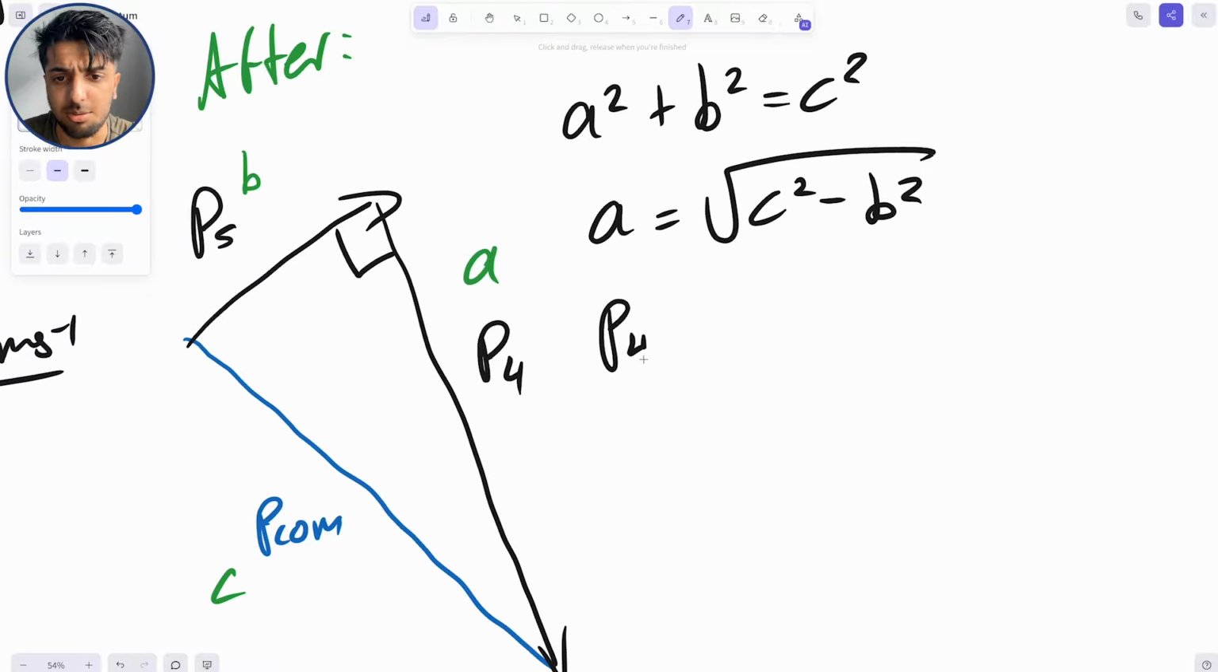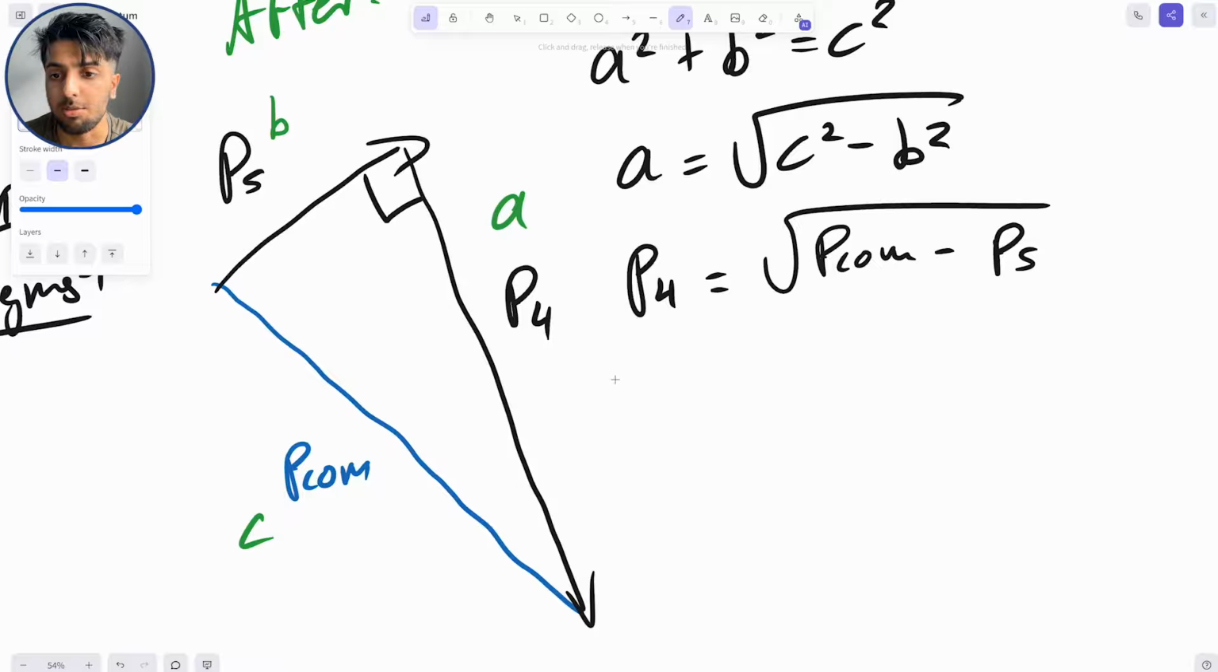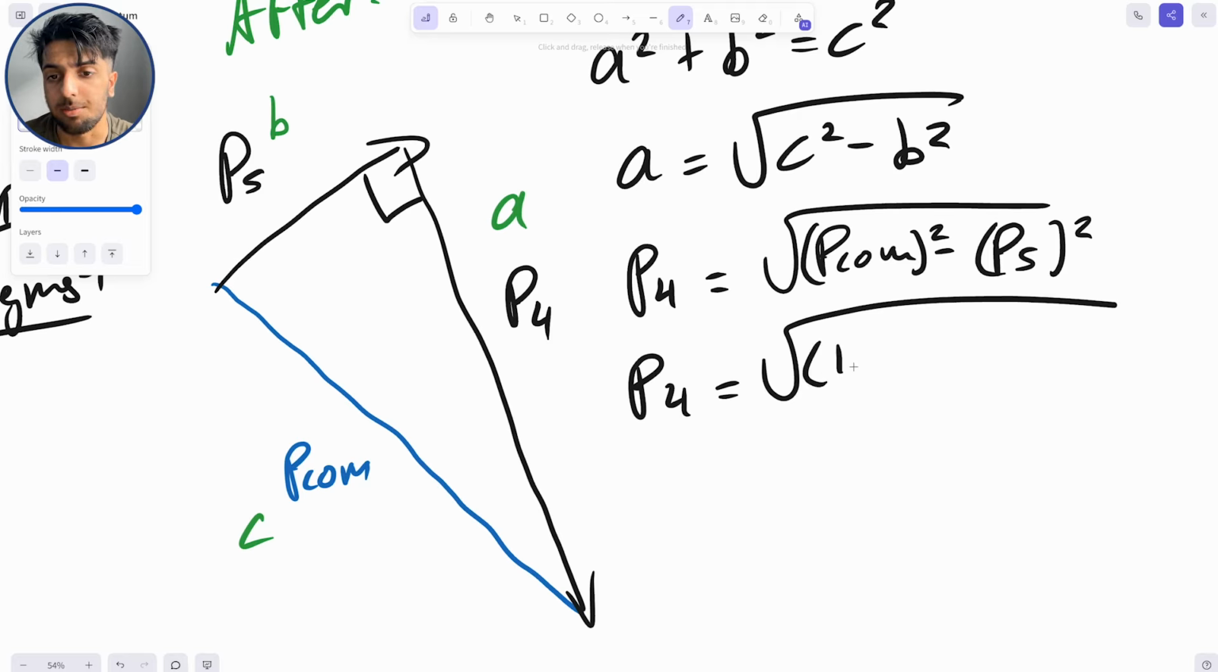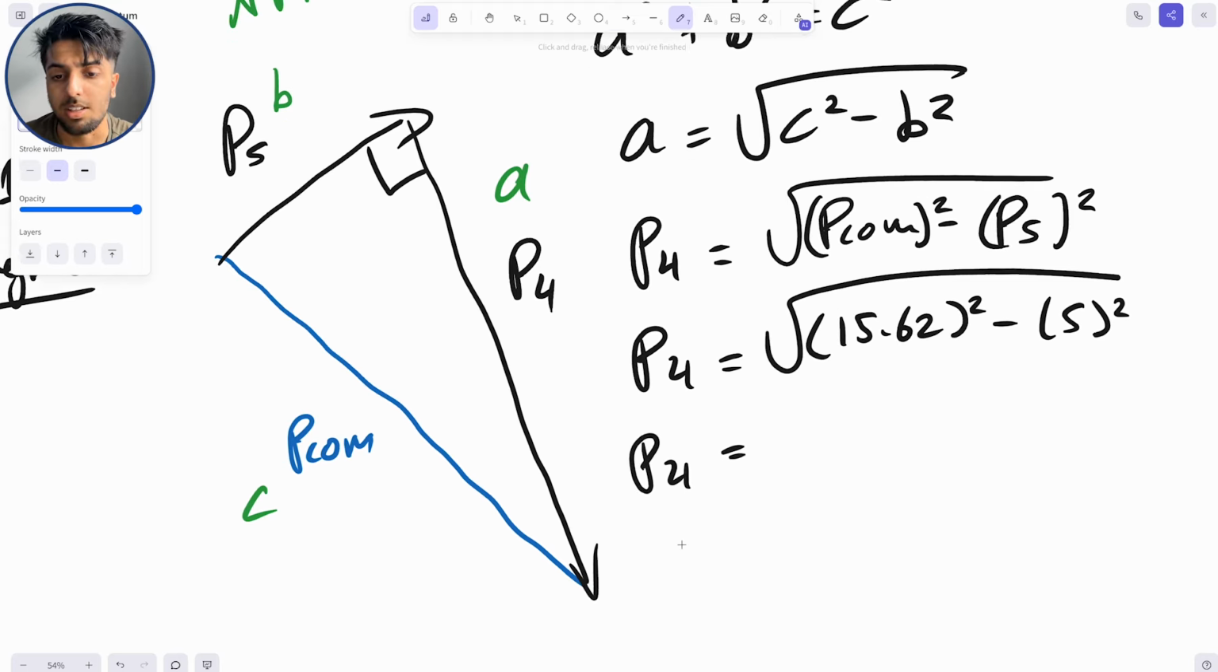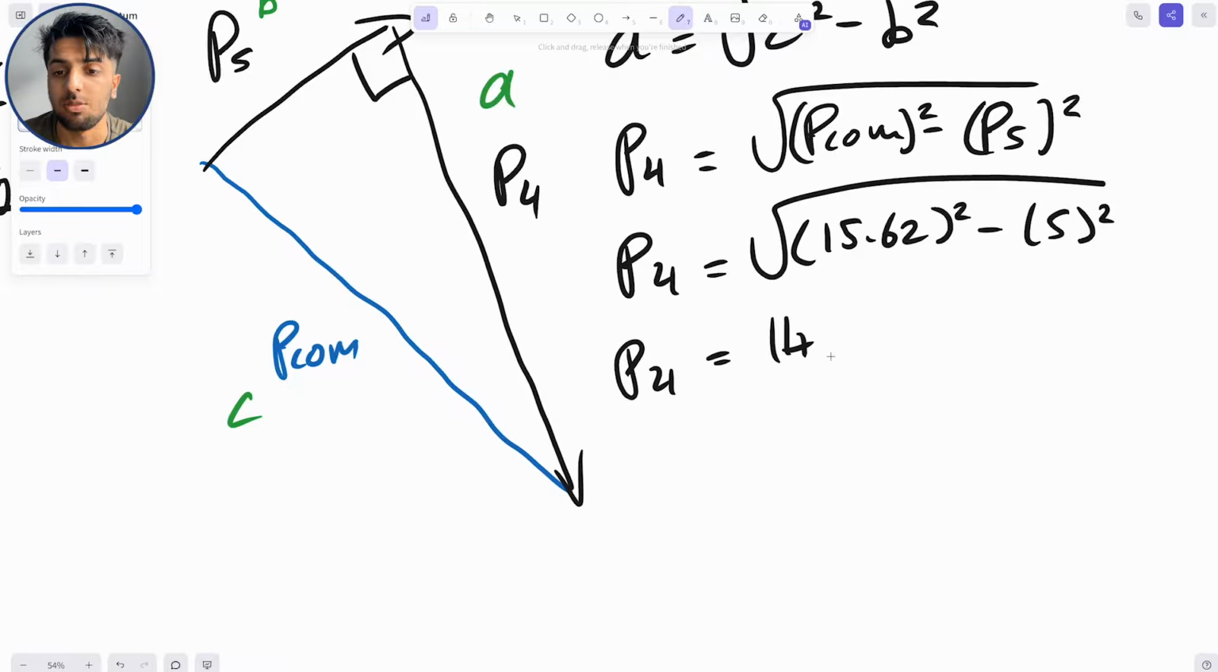Okay, and so plugging it in, we get the momentum of the 4 kg mass is equal to the square root of P center of mass squared minus P5 squared. Right, and now plugging in our numbers, we get 15.62 squared minus 5 squared. And the momentum of the 4 kg mass is 14.8 kg meters per second.